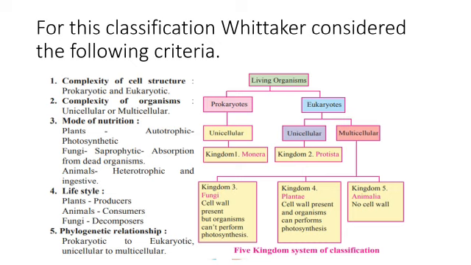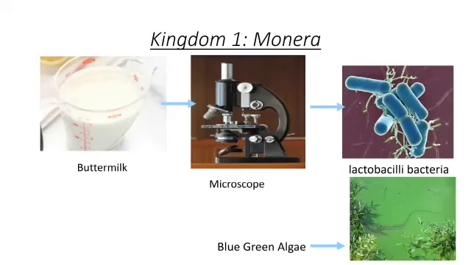Now, in kingdom Fungi, cell wall is present, but organisms can't perform photosynthesis. In kingdom Plantae, cell wall is present and organisms can perform photosynthesis. Kingdom fifth, that is Animalia, no cell wall is present. Kingdom first, Monera. In this, we have to do one activity.